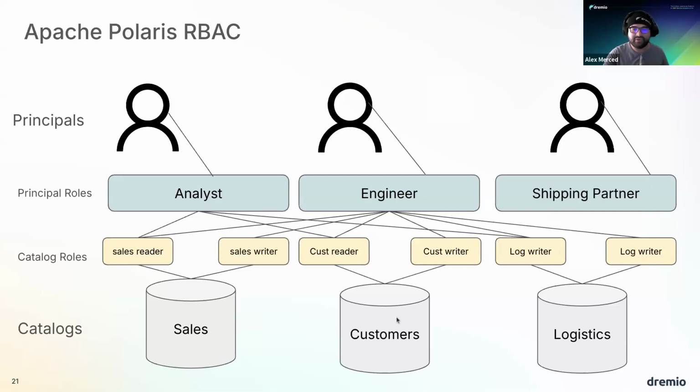Now the shipping partner really only needs the ability to read the logistics catalog. So in that case, I'll give them a log reader, and that way they can read the logistics catalog and the tables that are within it. This basically is the framework, and it allows you to design your own framework. It gives you enough flexibility because these catalog roles can be anything. You create a role and then you can assign it all these unique granular permissions, which we'll see in the next few slides.